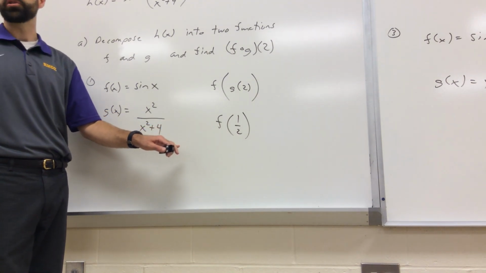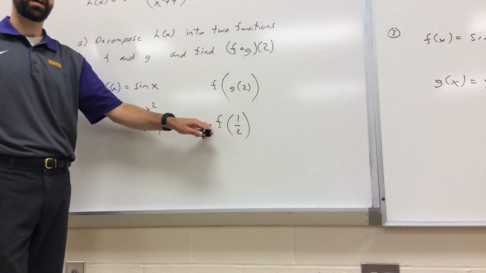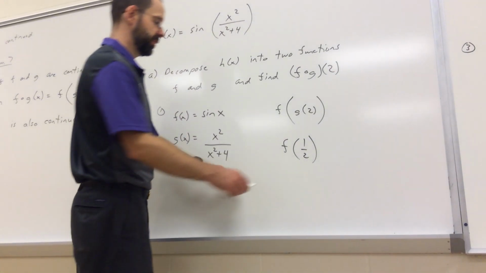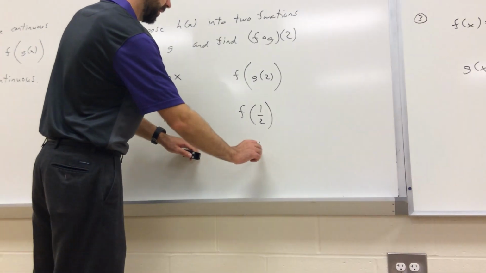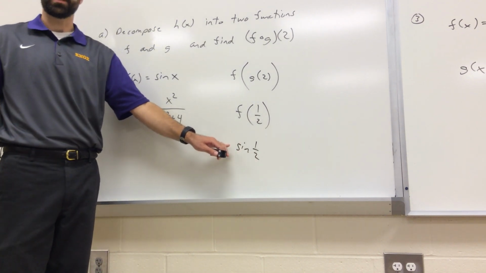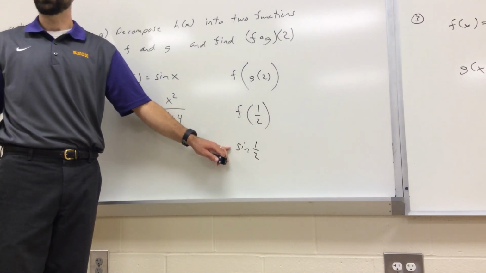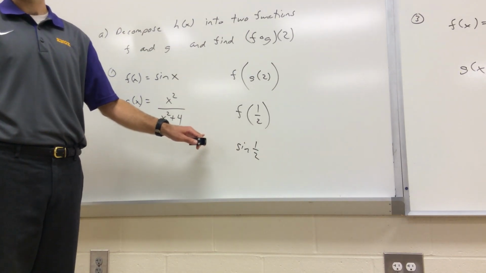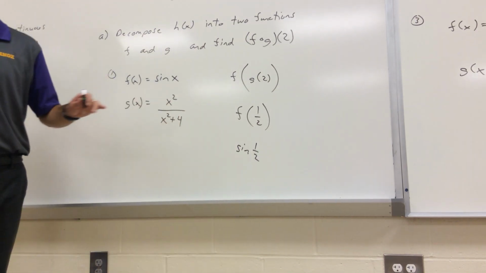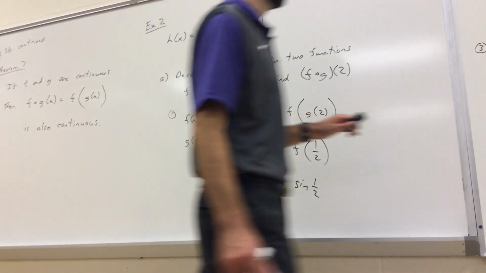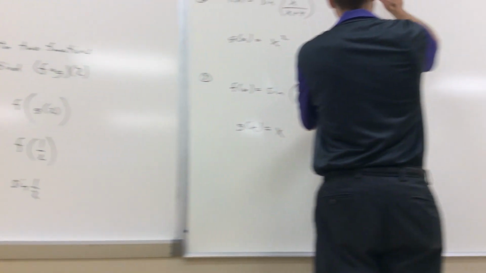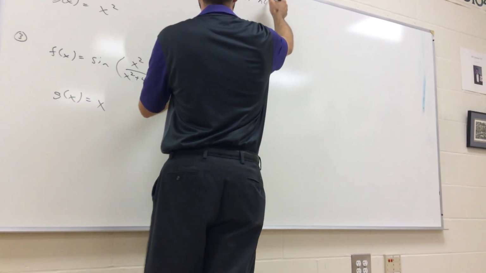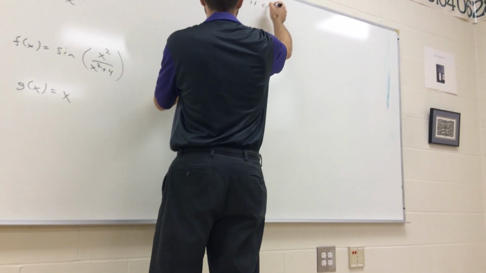And then what you do is you take your answer and you plug it into f. So you take 1/2 and plug it into sine of x. So that's going to be the sine of 1/2, which is some nasty decimal. So I'm just going to leave the final answer as sine of 1/2. Okay, so that was part A. Now for part B, we are going to show that h is continuous.